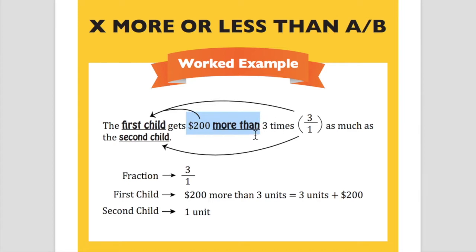Now, however, what if we reopen, right? We re-look at that and we say the first child gets $200 more than 3 times. Now, it means that the first child gets 3 units, as similarly in the first scenario we talked about just now. But on top of that, there will be $200 more. So why is $200 more than 3 units? It is 3 units plus 200. Now, how this would look in the model is basically you have 3 boxes plus a certain amount called $200, and the second child would have 1 unit.